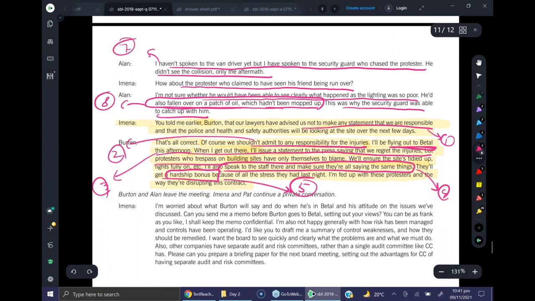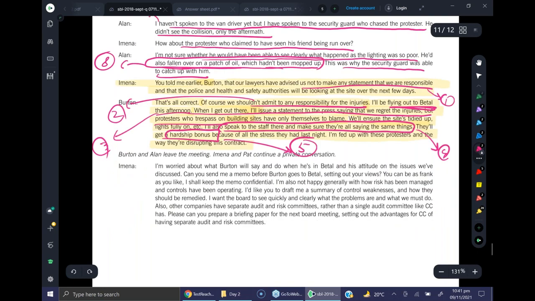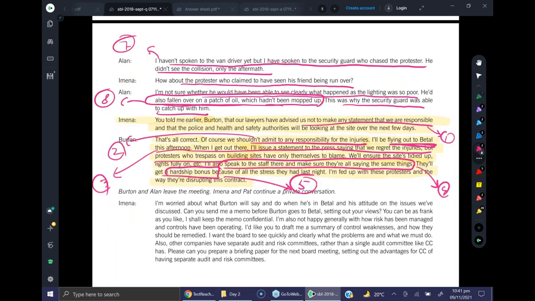Let me finish the exhibits and then we'll have a break. Okay, so another 5 or 10 minutes. Okay, Burton and Alan leave the meeting. Amina and Pat continued a private conversation.